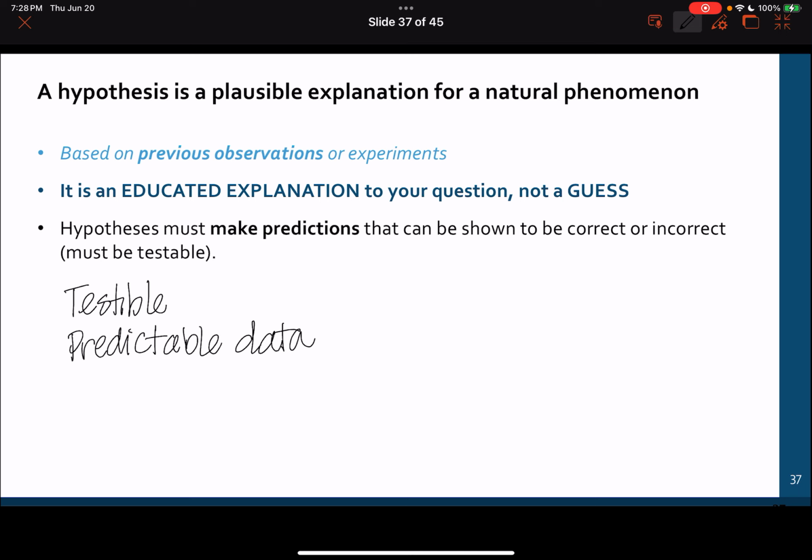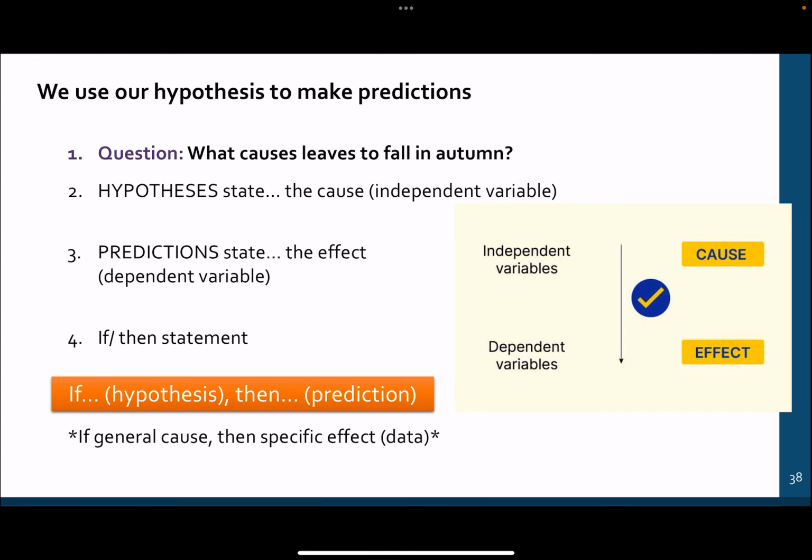And so we are going to design an experiment to collect data that is hopefully going to support it. And we are going to predict the data that we need in order to support it. So we are going to write our hypothesis, and then we are going to write a statement that predicts that data that we're going to need. So we use our hypothesis to predict the data that is going to support that hypothesis. So if we ask the question, what causes leaves to fall in autumn? We're going to form a hypothesis or a cause for those leaves falling in autumn.